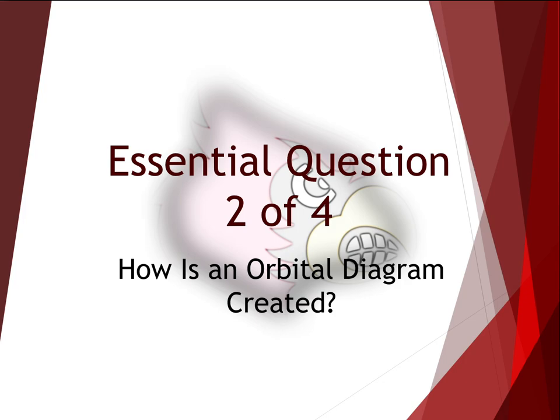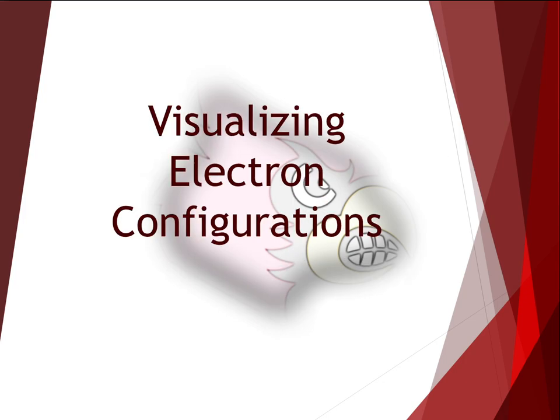This video is for Chemistry in the Earth System, Unit 2.3, Electron Representations. Today's essential question is, how is an orbital diagram created? First main idea, visualizing electron configurations.